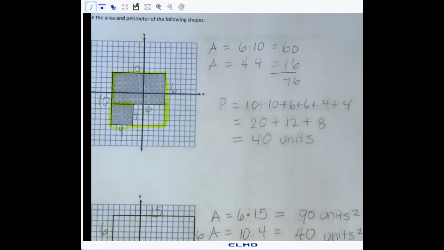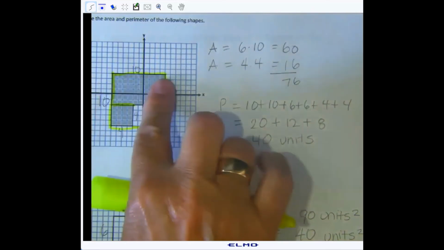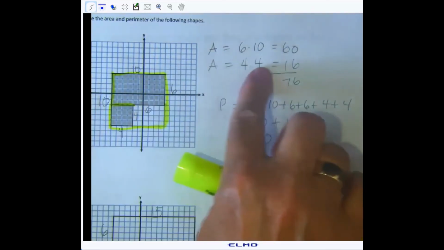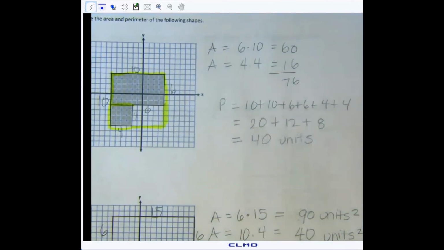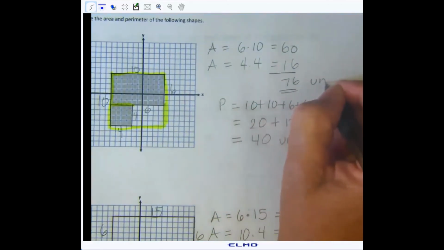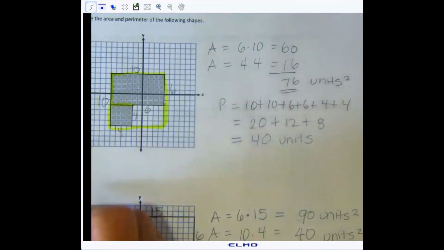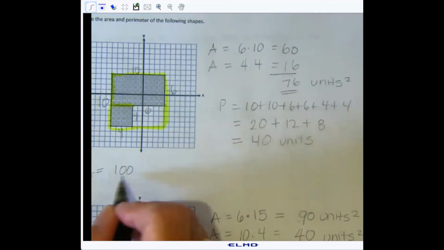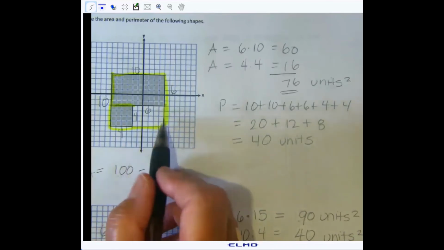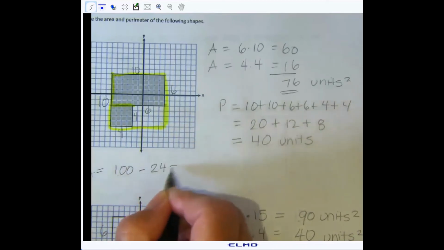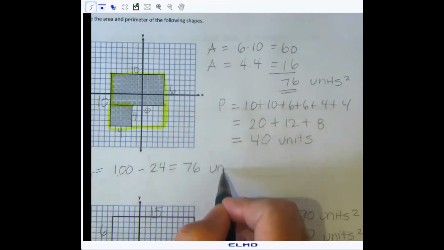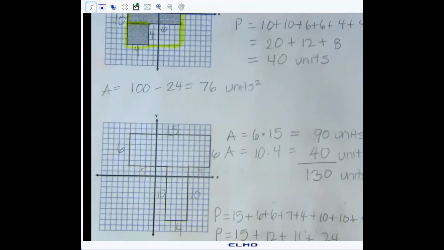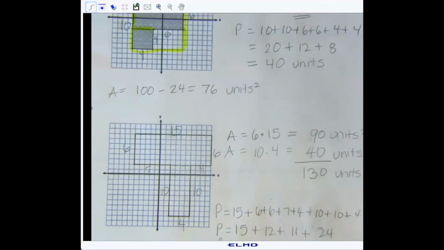So there's two ways to do it. I did it the way where I figured up this rectangle, which was 6 by 10, and this rectangle, which is 4 by 4, and I added those together to get 76 square units. Okay, you also could have done it by taking the area of the big rectangle, 100, and subtracting out this missing chunk, which is 24, and you would have gotten the same answer, 76 square units. So it's nice to have more than one way to solve a problem.